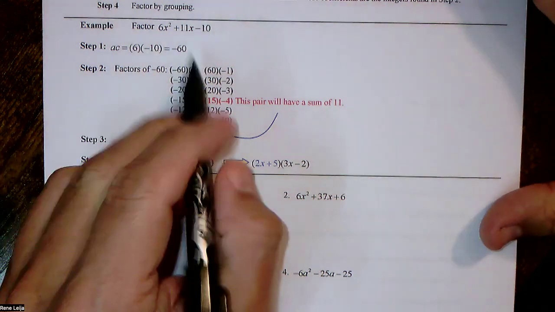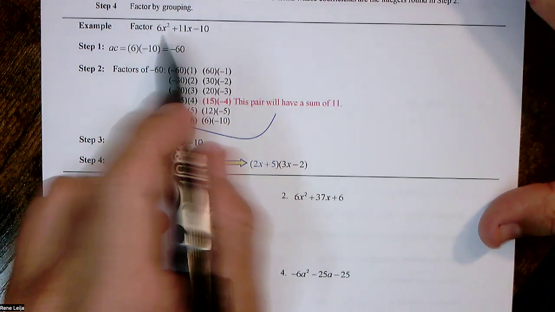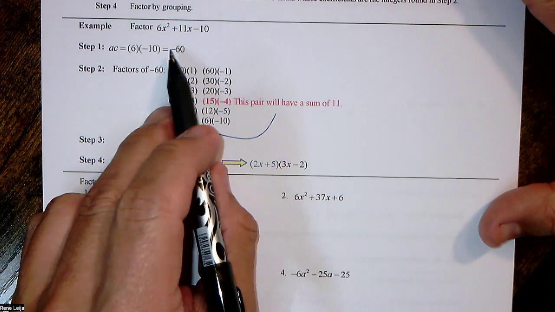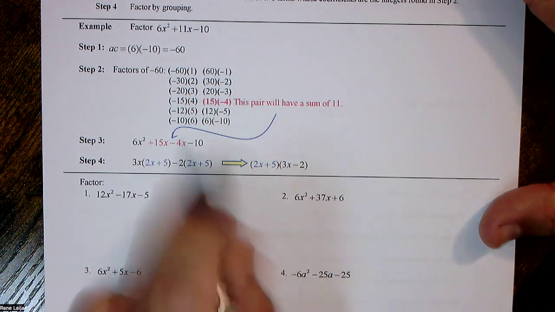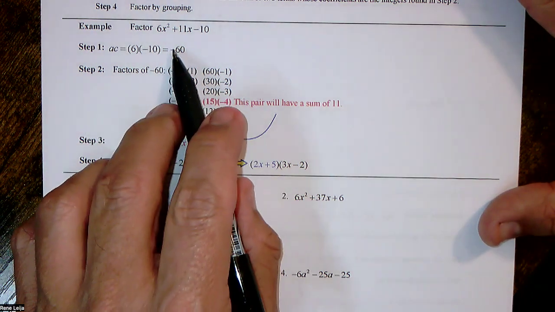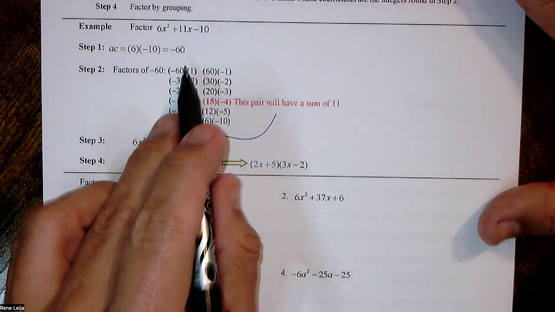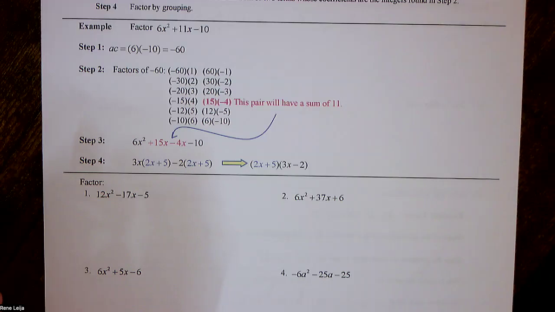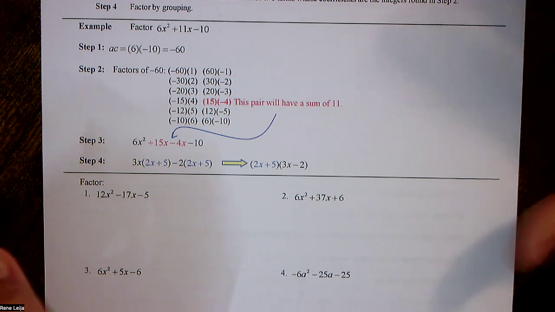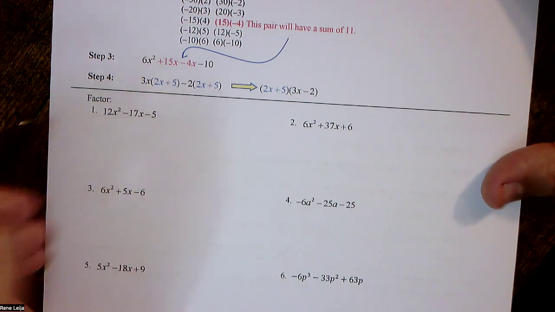Okay. So in this example, they walk you through 6 times 10 is 60. Now, they went through all the signs, but I never worry about the signs up front. I always do that last. So you list all of the factors and you find which set of factors can get you the middle term, and then throw your signs in, and replace and factor by grouping.